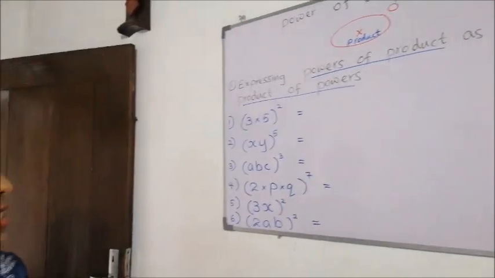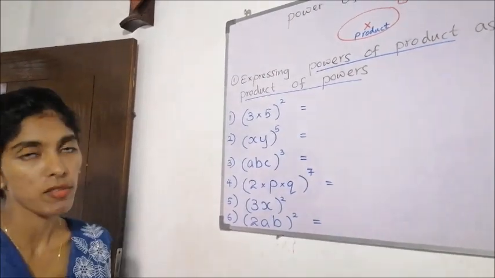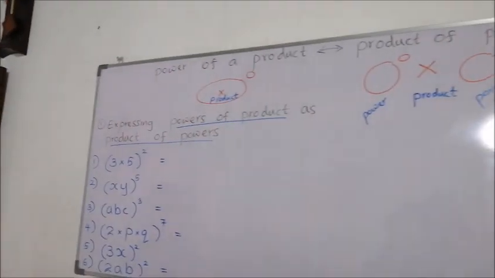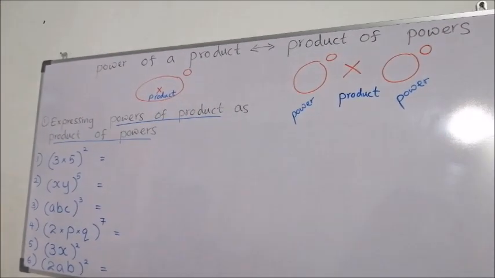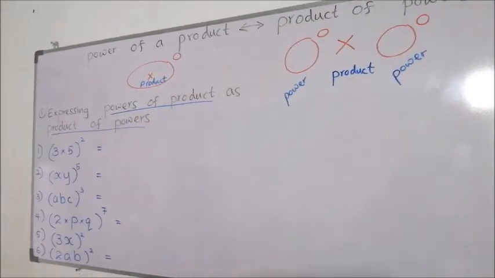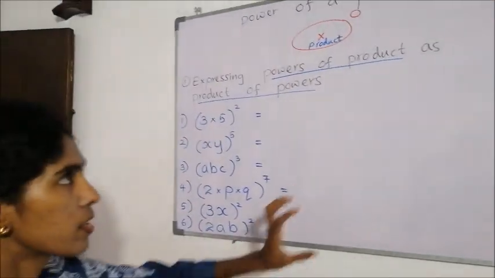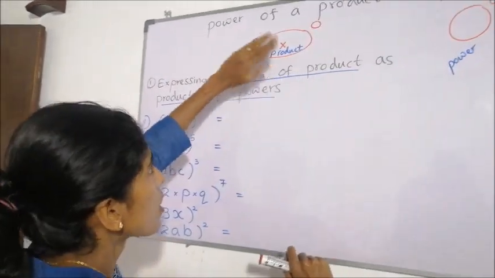Now children, we will learn about power of a product and product of powers. What is that? Sometimes you may get a question to write a power of a product as a product of powers, or else a product of powers as a power of a product. See, you can remember like this.